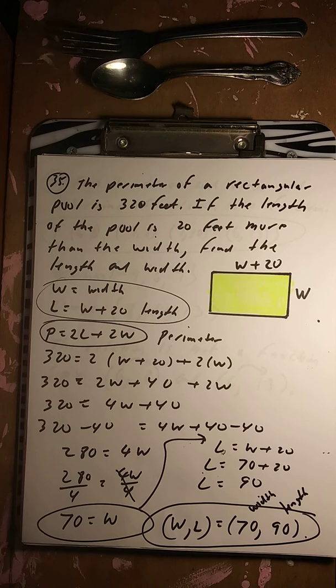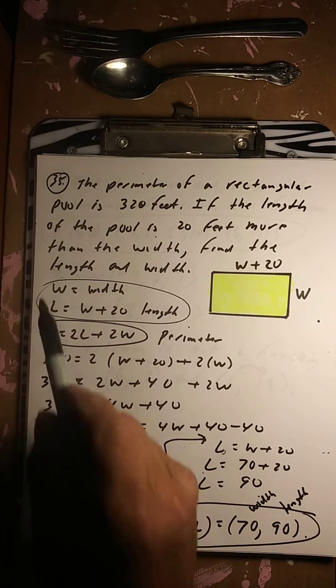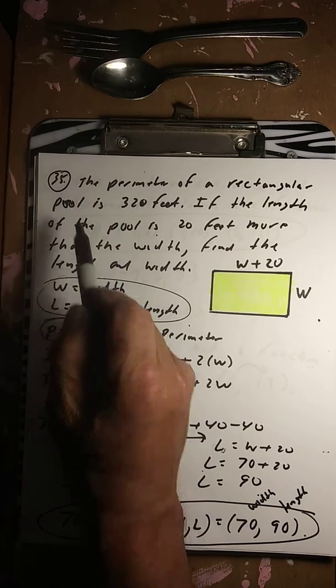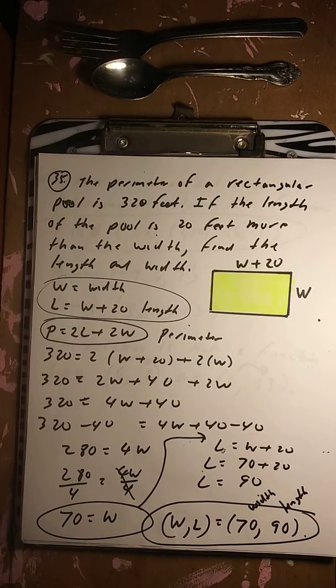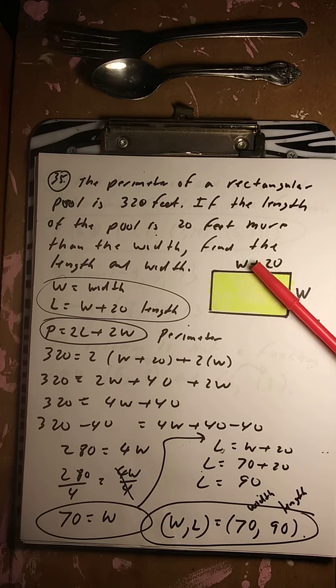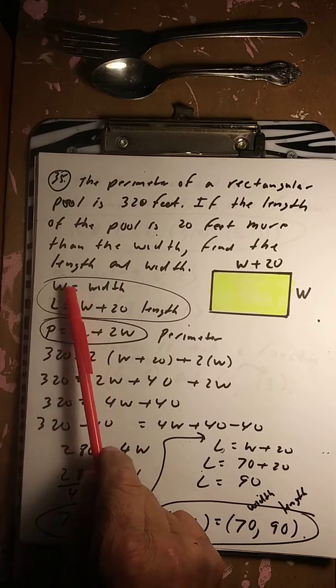All right. The perimeter of a rectangular pool is 320 feet, around it, all the way around it. Now, the length of the pool is 20 feet more than the width. Find the length and width. Okay, so there's the width, W, and W plus 20 is the length. So we have length and we have width.